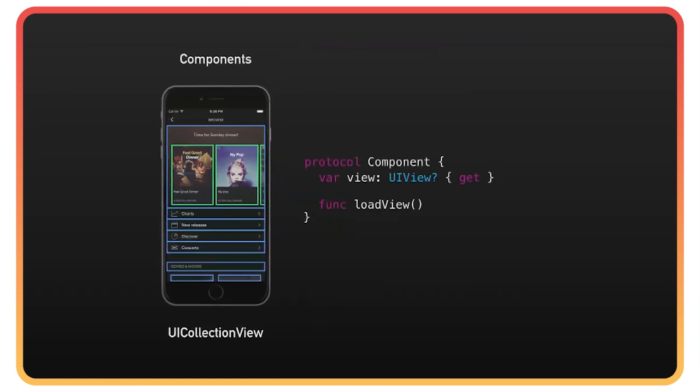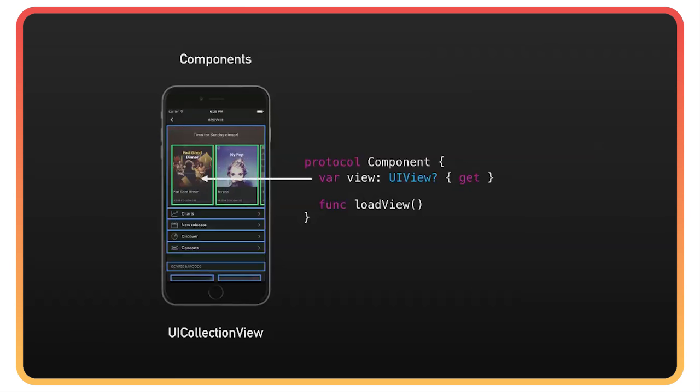So we started out simple. We created a protocol for a component, and we started out with just a view property and a method to load that view. We were a little bit inspired by a UIViewController that lazily loads its view, because that way we can create instances without having to allocate UI.